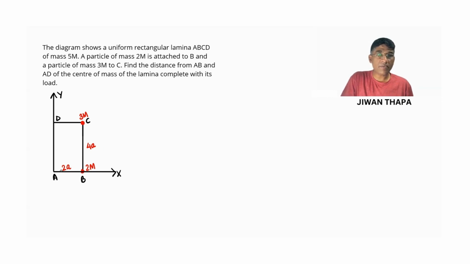We can see AB is lying on the x-axis, and AD is lying on the y-axis. So we are asked to find the coordinate of the center of mass from the x and y-axis by considering all the mass attached to the uniform lamina ABCD.